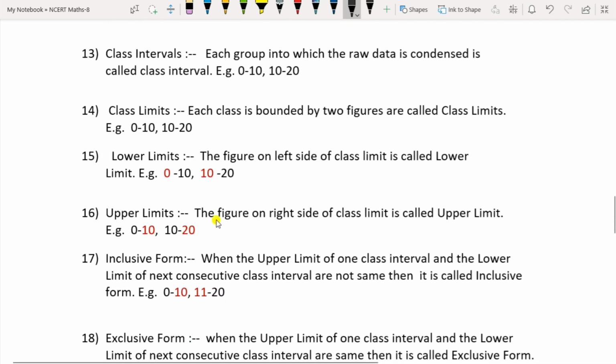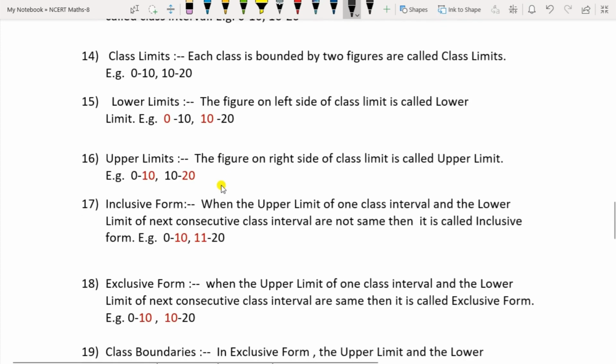Now of the two figures, the one on the left-hand side is called the lower limit and the one on the right-hand side is called the upper limit. So for this class interval, this one is the lower limit and this is the upper limit. The one on the left side is called lower and the one on the right side is called the upper limit.